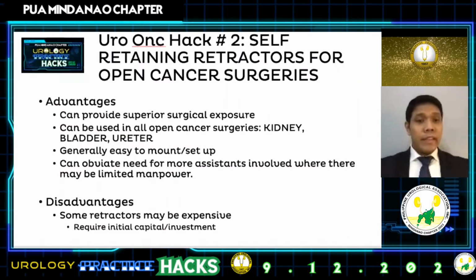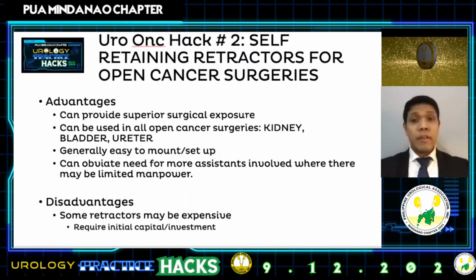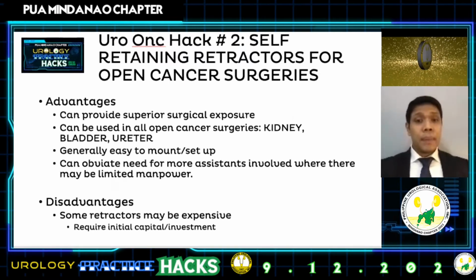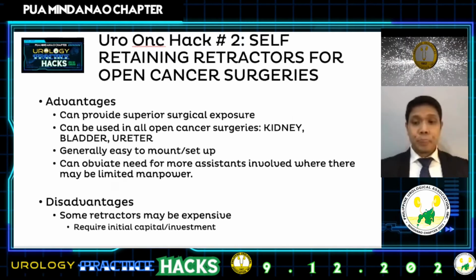So our second Uro-Onc hack is the use of self-retaining retractors in your surgeries. The advantages: it can provide superior surgical exposure, can be used in all open cancer surgeries, be it the kidney, bladder, ureter, prostate. It's generally easy to set up and mount and can obviate the need for more assistance involved where there may be limited manpower. The disadvantages, of course, is that some retractors may be expensive and it may require initial capital or investment.